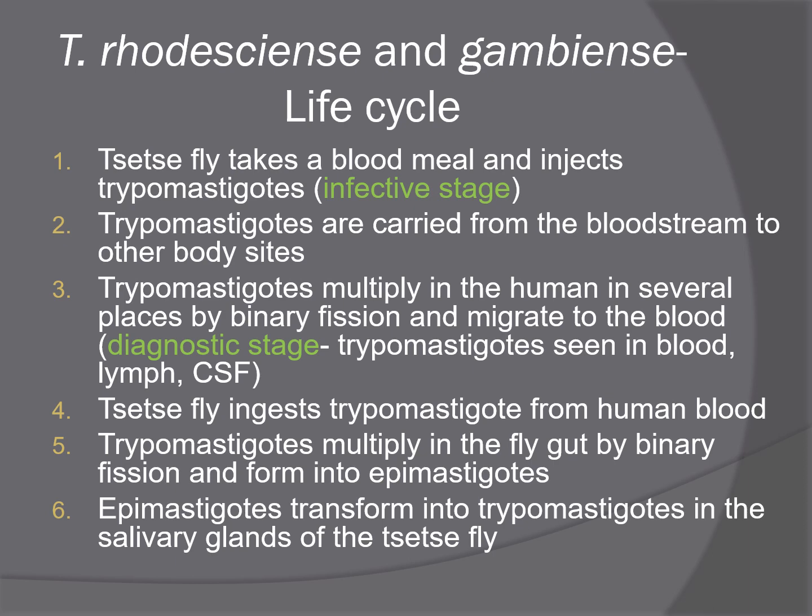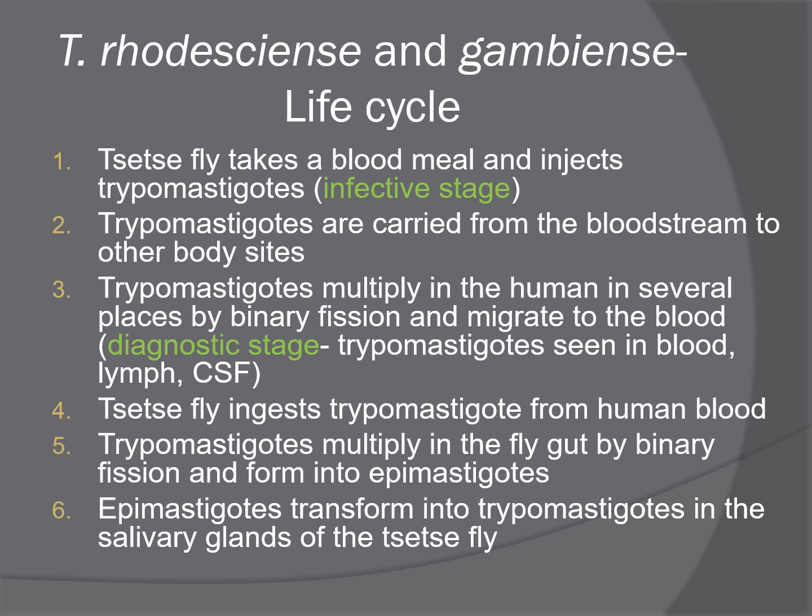Let's take a look at the life cycle of Trypanosoma rhodesiense and gambiense. Okay? The tsetse fly takes a blood meal and injects trypomastigotes. That's the infective stage. The tsetse fly is the intermediate host and insect vector. Epimastigotes develop in the fly gut. Trypomastigotes are carried from the bloodstream to other body sites. Trypomastigotes multiply in the human in several places by binary fission and migrate to the blood. The diagnostic stage is when you see trypomastigotes on the peripheral blood smear, in lymph node biopsies, or cerebral spinal fluid.